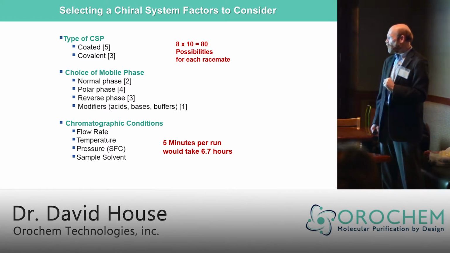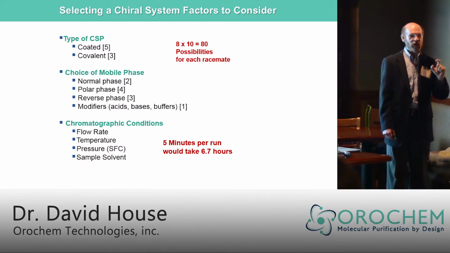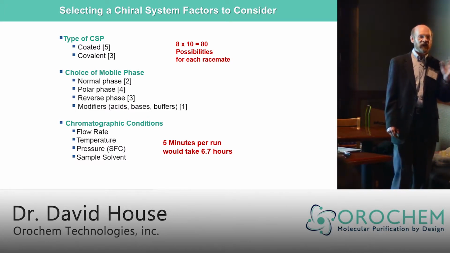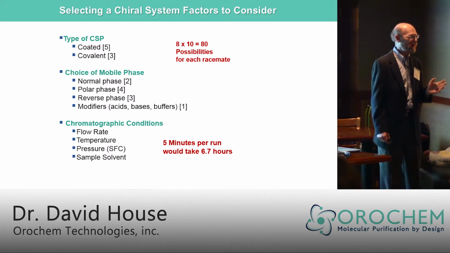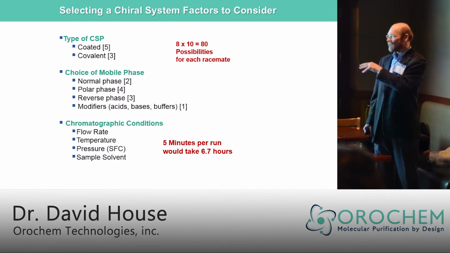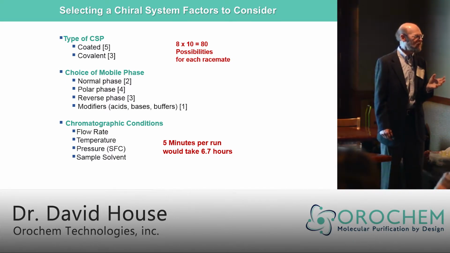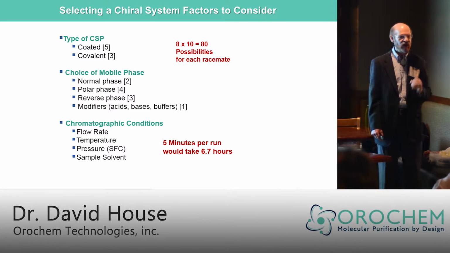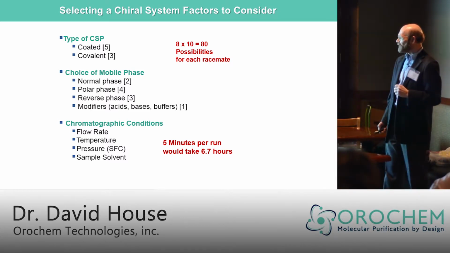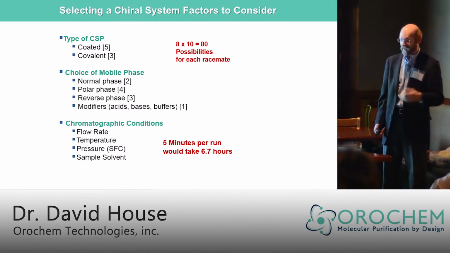Many people are going to UHPLC and using very small columns that are very efficient. So instead of taking maybe 10 to 20 minutes for a run, we could do a run in 5 minutes or even 3 minutes. At ORAChem, we use all of these techniques, and we typically will screen either 3 minutes per run or 5 minutes per run. So we can really cut the time down drastically. But still, if you have a lot of racemates to run, it's going to take a while, and we let it go overnight.